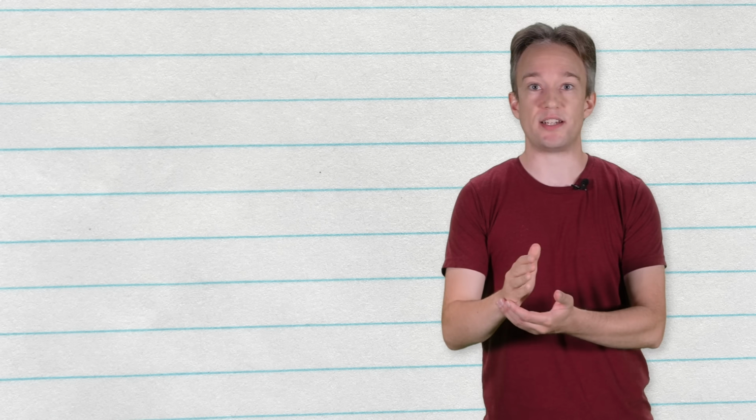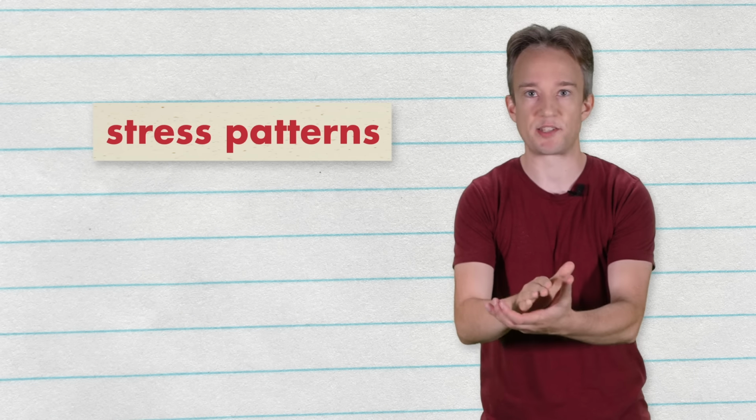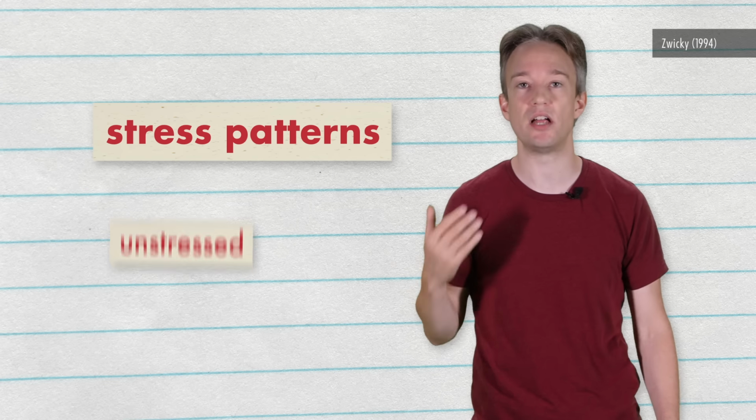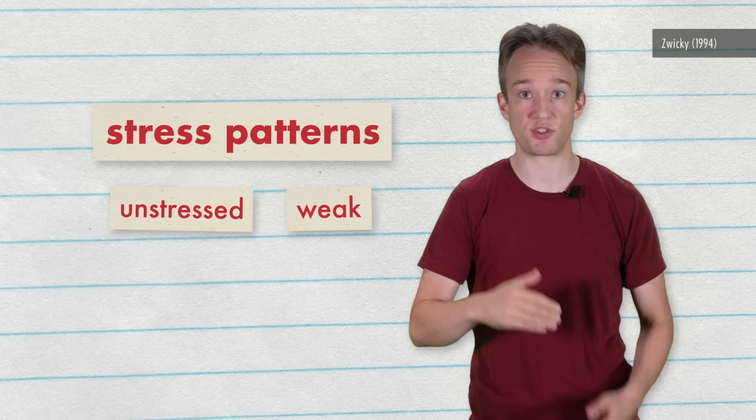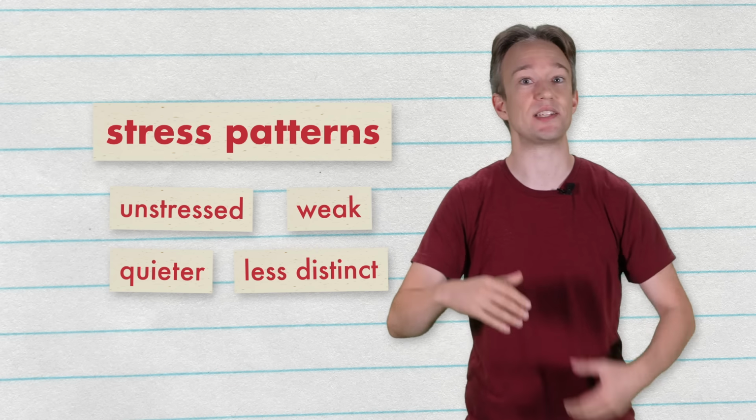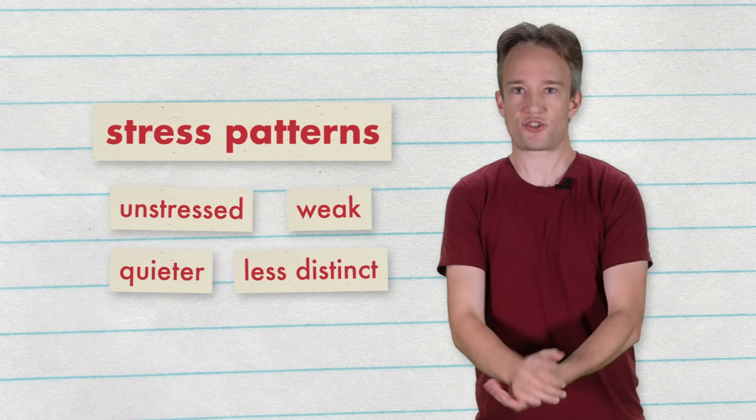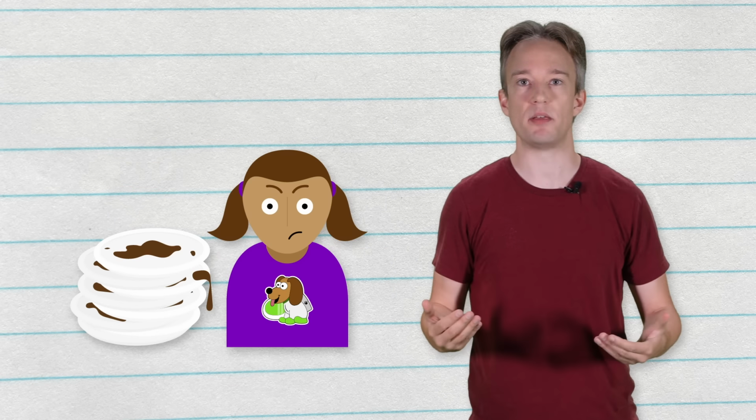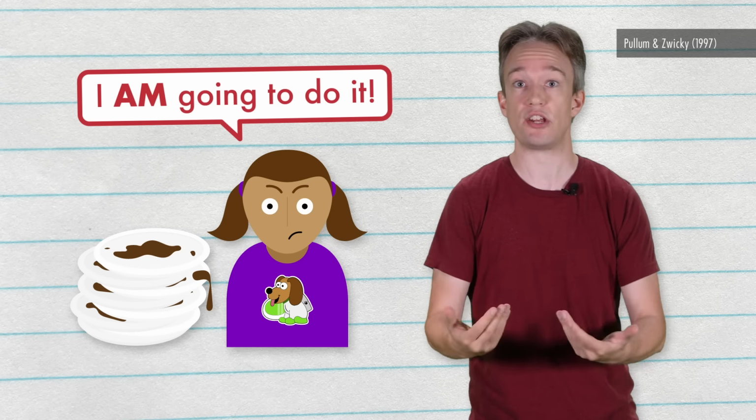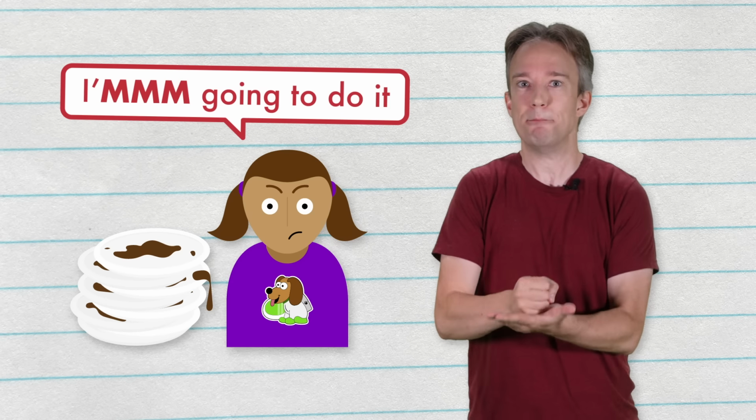And very much tied to that is the second reason, stress patterns. Part of the reason these forms can be reduced so much is because they're generally unstressed or weak. They're pronounced more quietly and less distinctly. You cannot stress a clitic, and it sounds weird when you try, so let's try. If a child's parent is pestering them because they haven't cleaned up, the kid can reply, I am going to do it. That's called rejoinder emphasis. But they can't say, I'm going to do it.